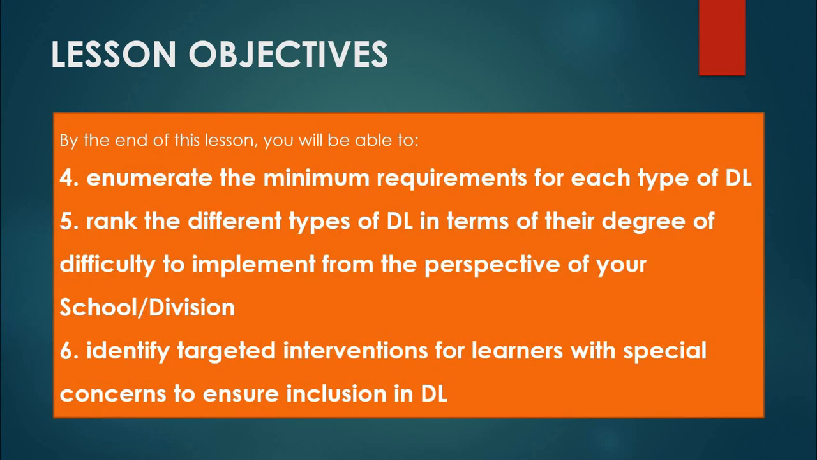Number 4 is for us to enumerate the minimum requirements for each type of distance learning. Number 5, rank the different types of distance learning in terms of their degree of difficulty to implement from the perspective of your school or division. Lastly, we will be able to identify targeted interventions for learners with special concerns to ensure inclusion in distance learning. So these are the 6 objectives for Lesson 1.